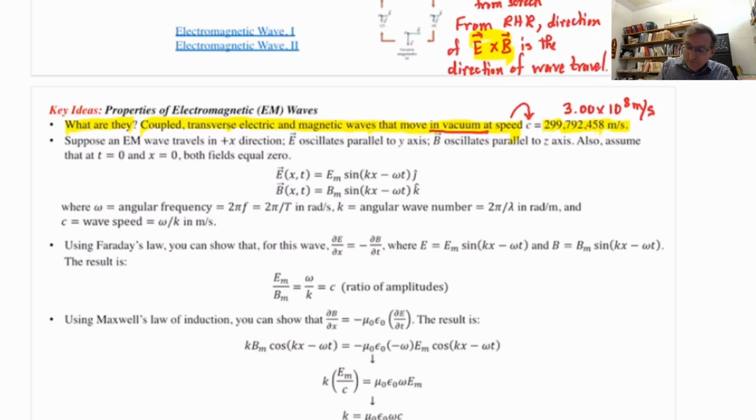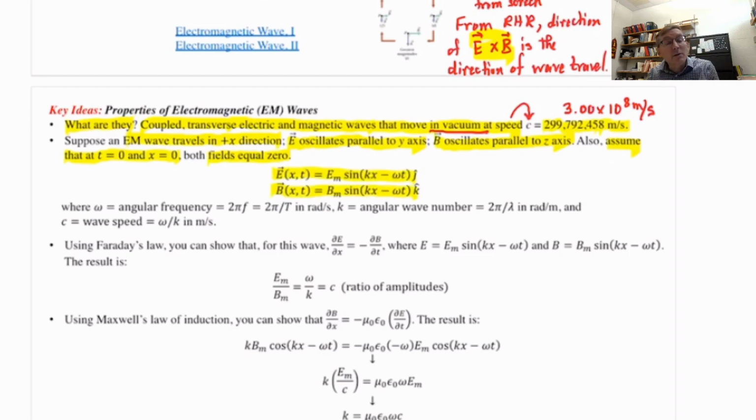All right, let's suppose that we have an electromagnetic wave traveling in the plus x direction, with the electric field oscillating parallel to the y-axis, the magnetic field oscillating parallel to the z-axis. And we're also going to assume that at time 0 and at the origin, both fields are 0. What is then the equation of such a sinusoidal electromagnetic wave? It's both of these formulas right here.